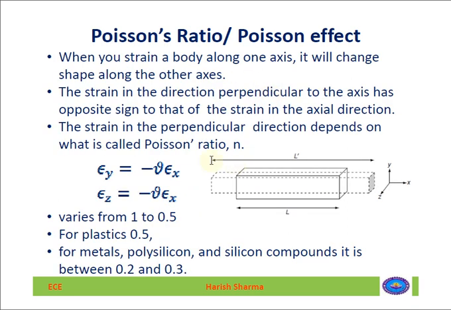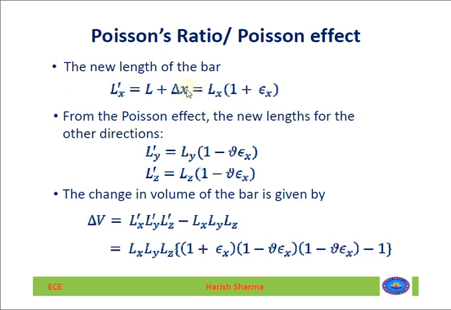In the previous slide we wrote a minus sign because we are stretching in the axial direction, so its length is increasing, and with this the dimension in the lateral direction, perpendicular to the axial direction, will decrease. So we take the negative sign there. Here we can write the positive sign because the length in the x direction is increasing. So Lx dash equals Lx plus del x, that is Lx plus Lx into epsilon x.